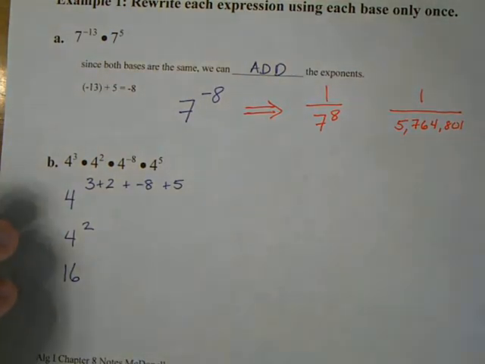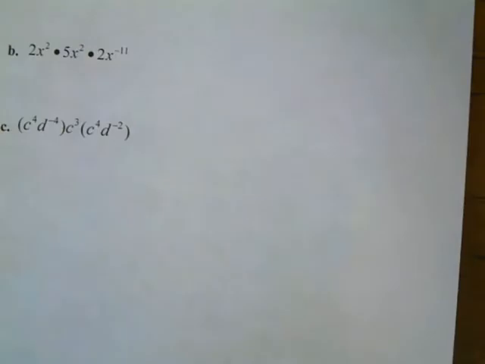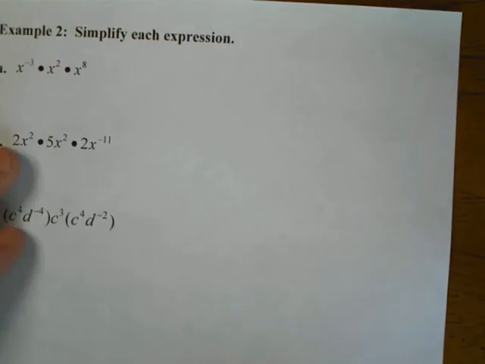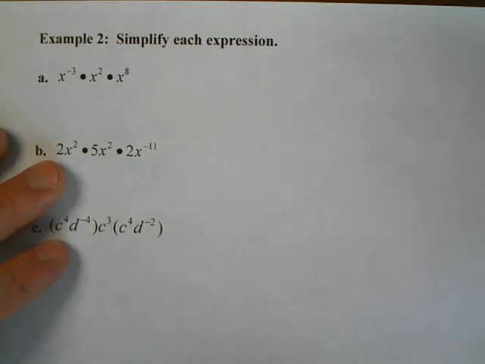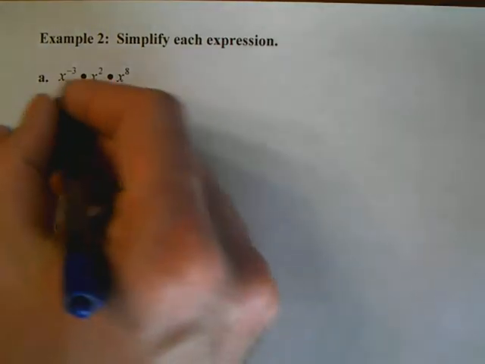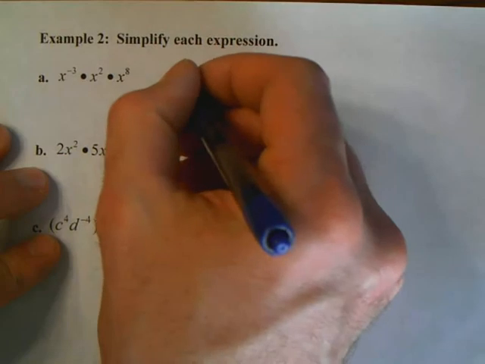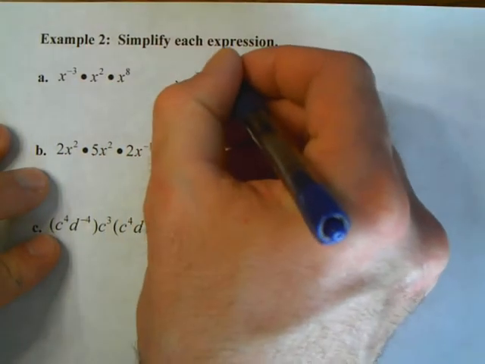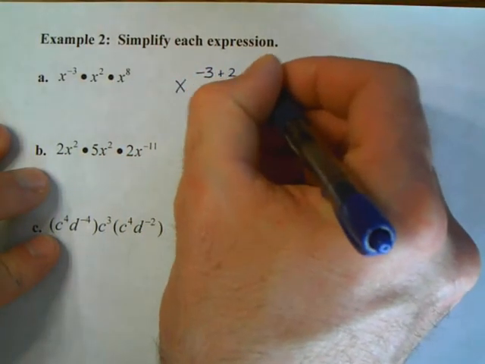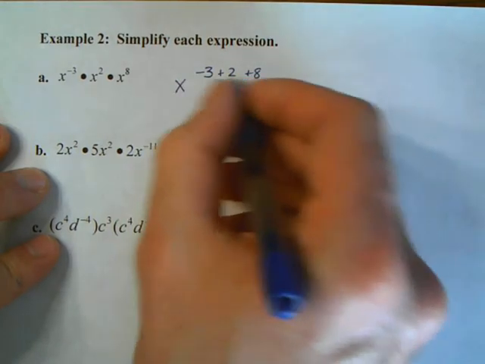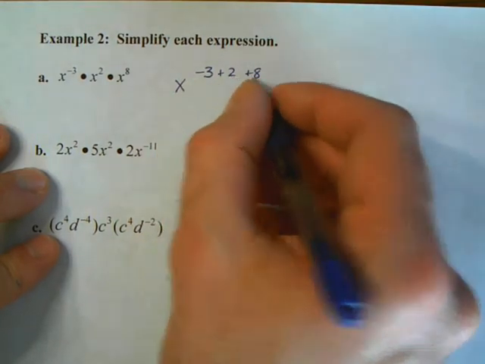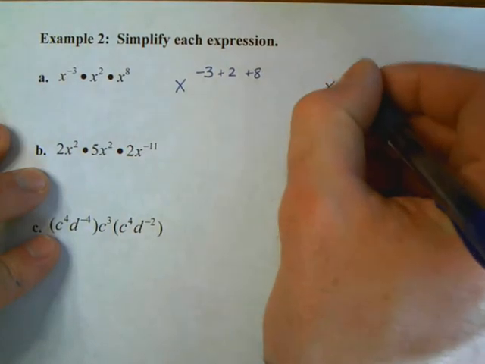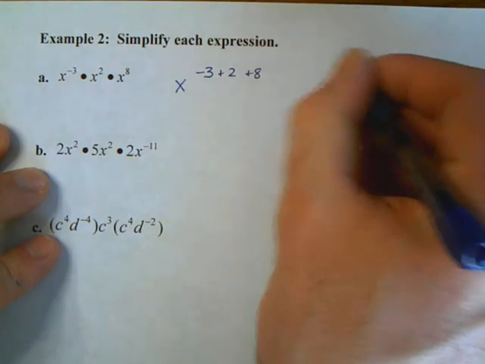As we continue to look at this, let's look at our second page. Example 2 talks about powers of exponents once again, but with variables. Do we have the same base? We sure do. So let's add our exponents. Negative 3 plus 2 plus 8. Negative 3 plus 2 is negative 1, plus 8 is positive 7. So our answer is x to the 7th.